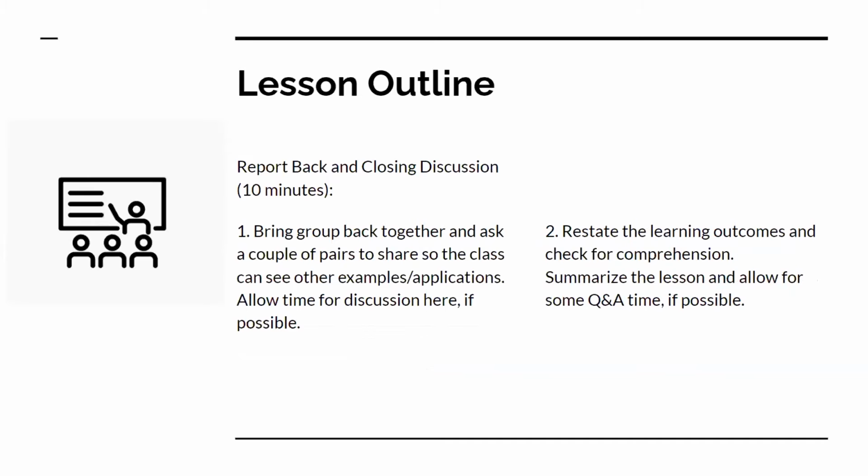What you'll then want to do is report back and have a closing discussion. So you can bring the group back together. You can ask a couple of pairs to share so that the class can see other examples and applications. It's really nice if you have the time to allow for discussion here. If you don't, if you're stuck with a closer to a 30 or 40-minute lesson, you can skip it and maybe reiterate it in some type of communication with the class afterwards. I always like to restate my learning outcomes and check for comprehension, summarize the lesson, and then hopefully students will feel comfortable enough to ask some questions.